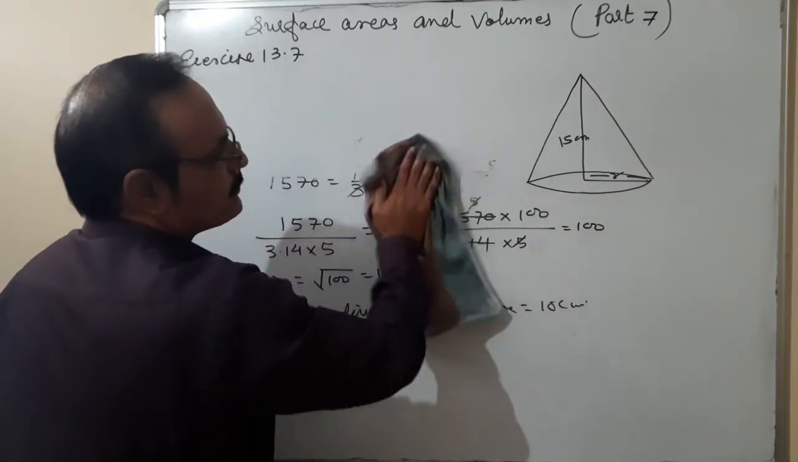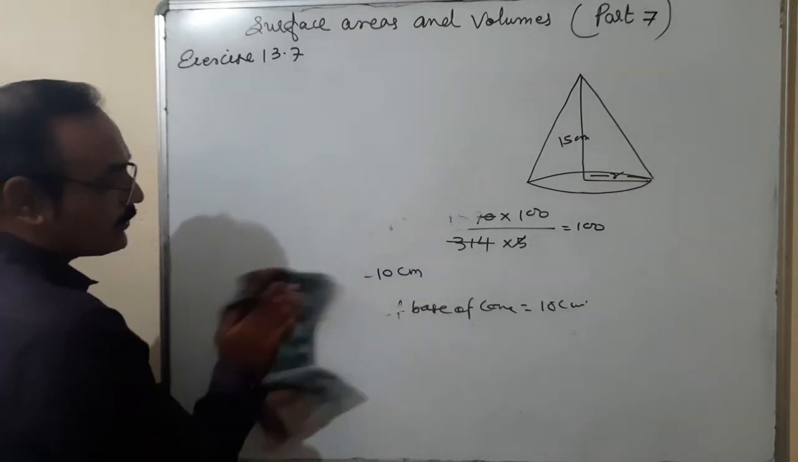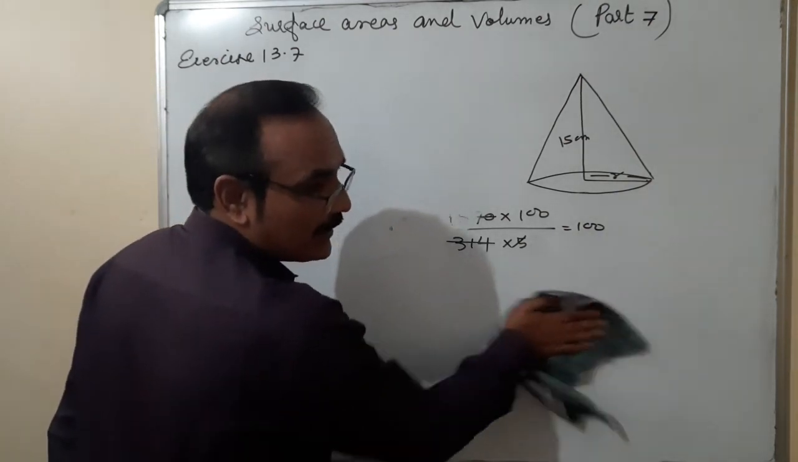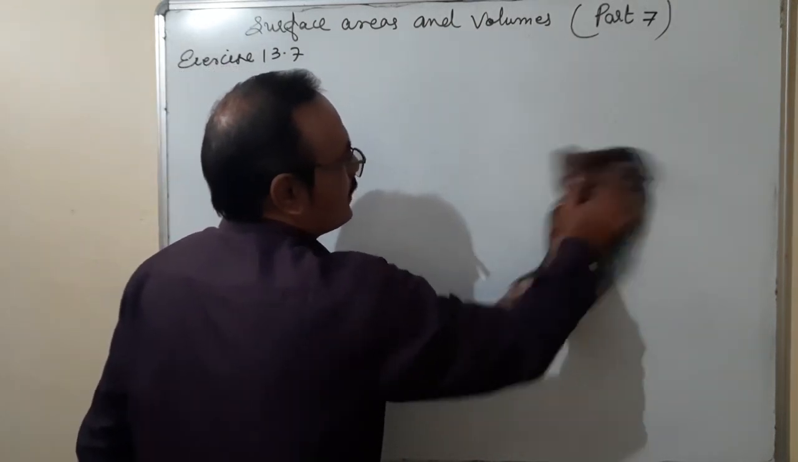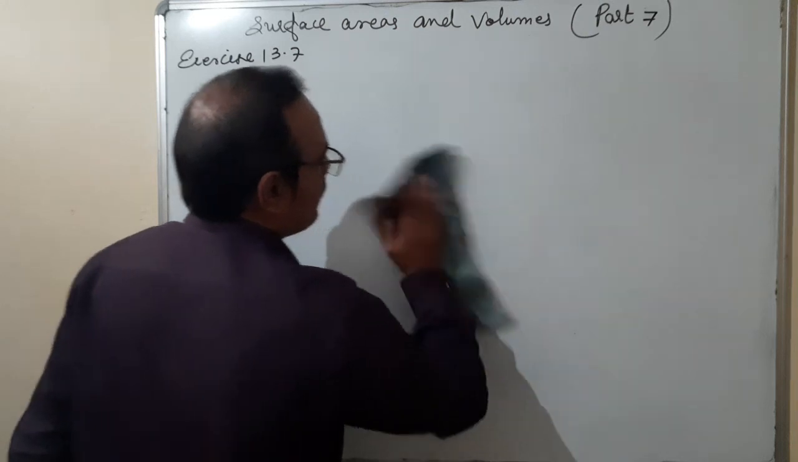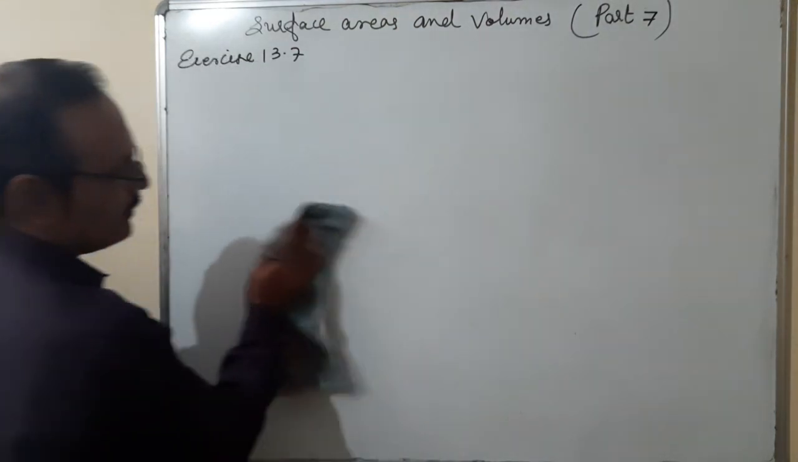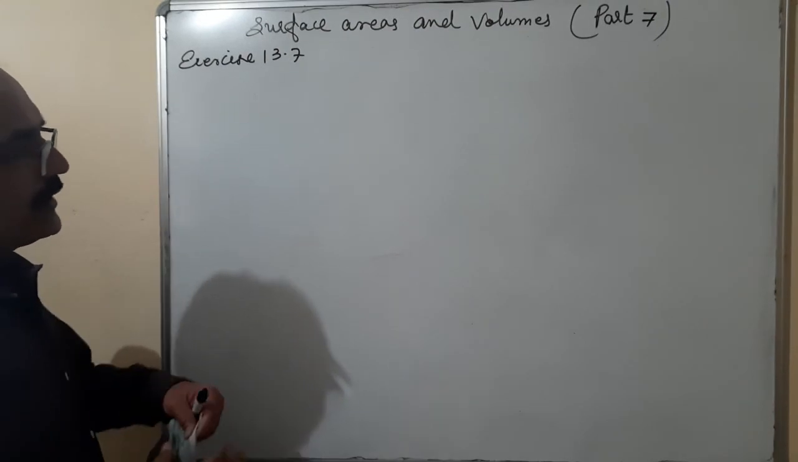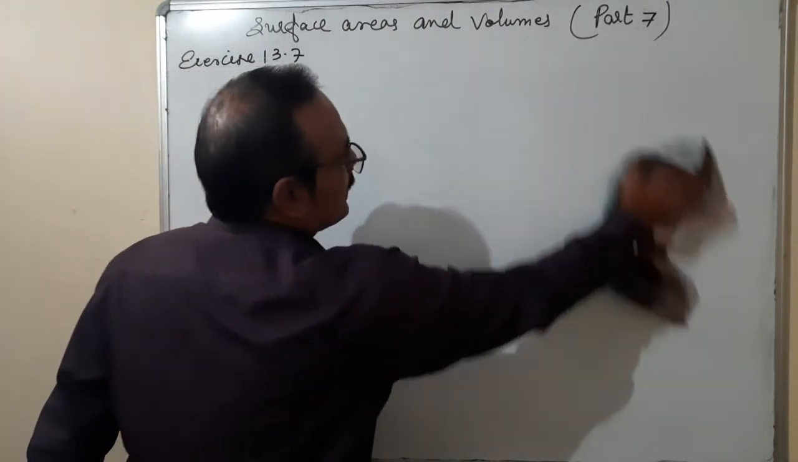In case of 3.14, if you use 22/7 here, then you get the answer in the form of 9.99 something, which is nearly 10. Approximate value is 10. But in this type of calculation, if you want to get direct 10, then you put the value of pi whatever is given in the question.